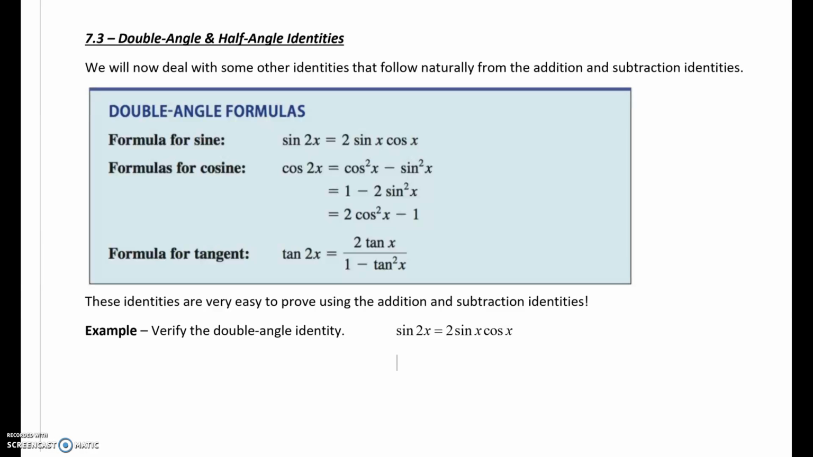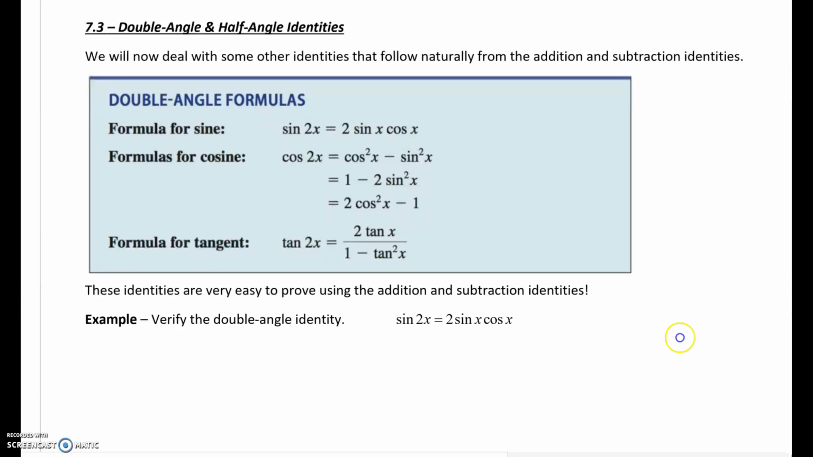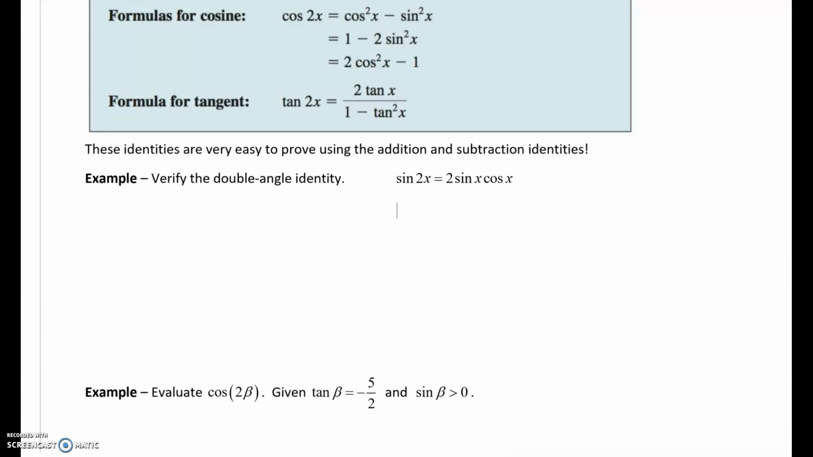So these identities are very easy to prove using addition and subtraction. So we'll just prove the sine 2x equals 2 sine x cosine x, and then you can probably figure out how to do the other proofs as well. So remember, when we do a verification or a proof, you start with one side. So I'm going to start with sine 2x. That is going to equal sine of x plus x, right? x plus x is 2x.